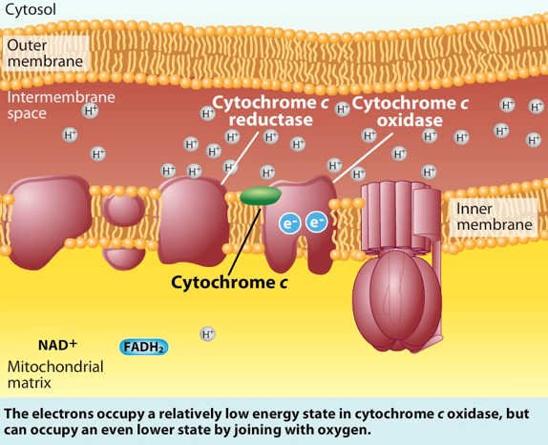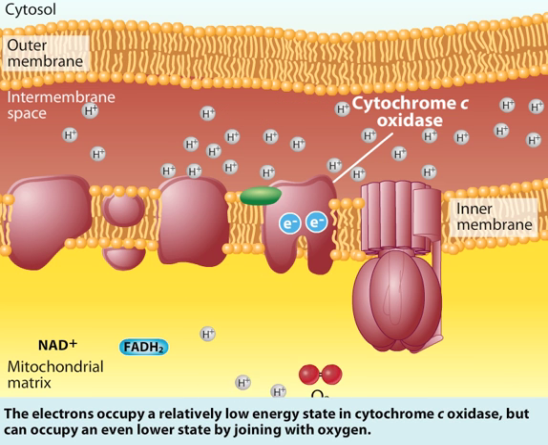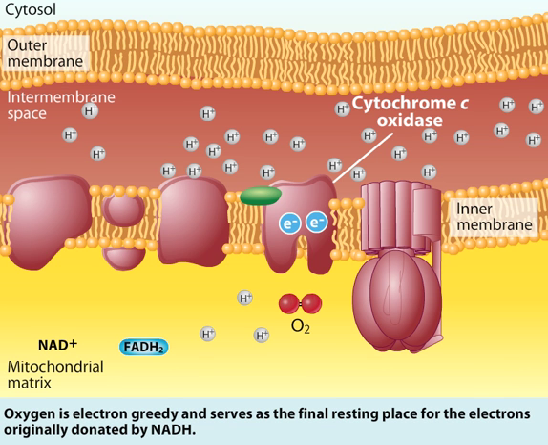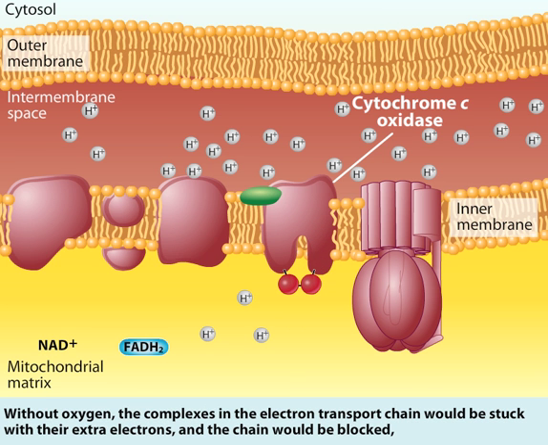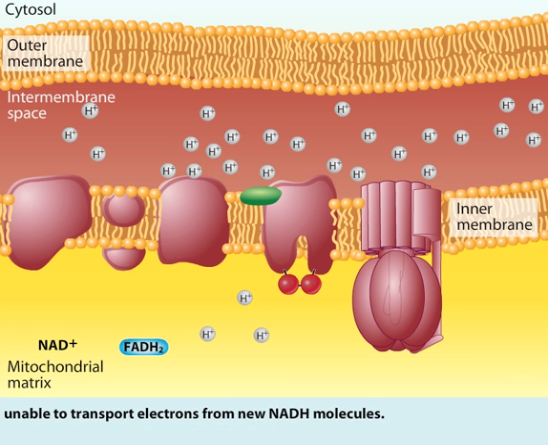The electrons occupy a relatively low energy state in cytochrome C oxidase, but can occupy an even lower state by joining with oxygen. Oxygen is electron greedy and serves as the final resting place for the electrons originally donated by NADH. Without oxygen, the complexes in the electron transport chain would be stuck with their extra electrons, and the chain would be blocked, unable to transport electrons from new NADH molecules.